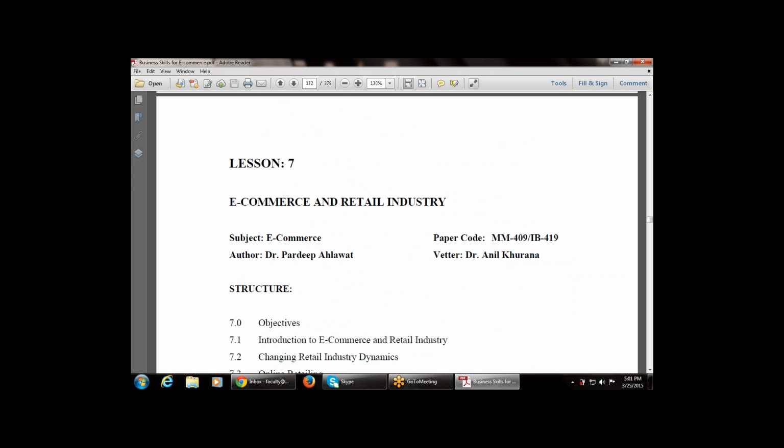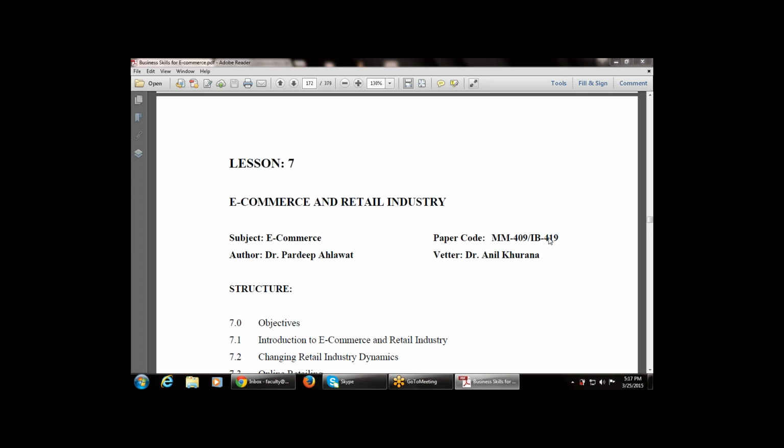Now next one is how e-commerce is related with the retail industry, that is how the retailing part is dealing with e-commerce. So let's take a break right now, then move to this topic, that is chapter number 7, e-commerce and the retail industry. First of all, let's take a break, then move to this chapter.